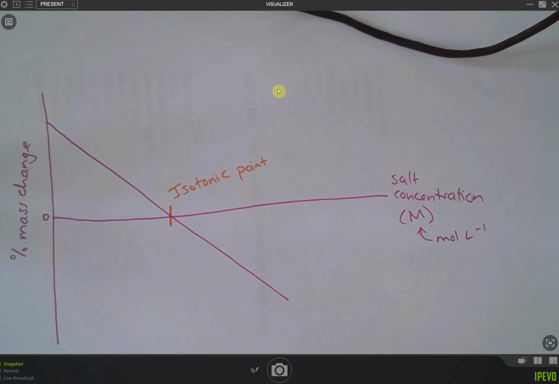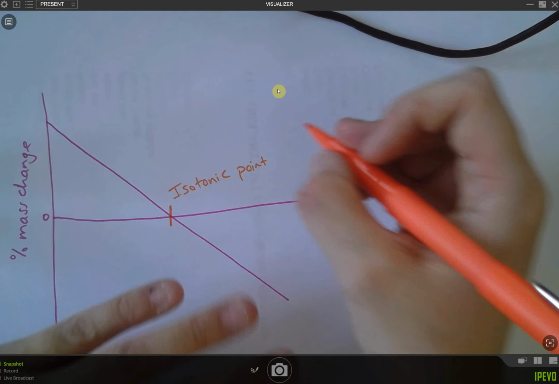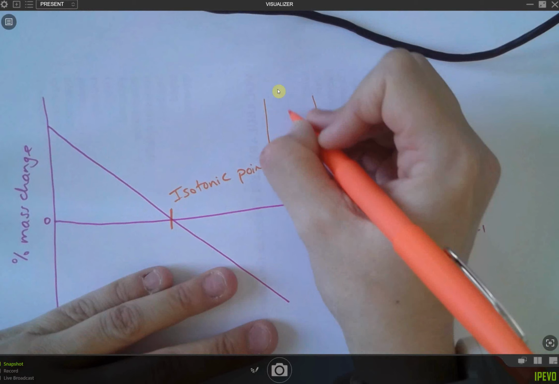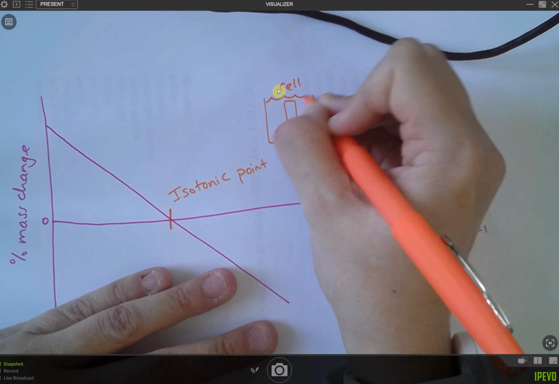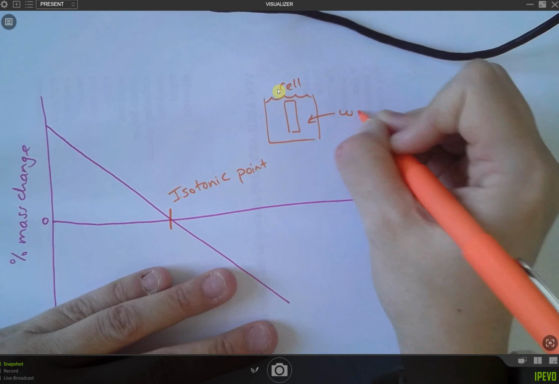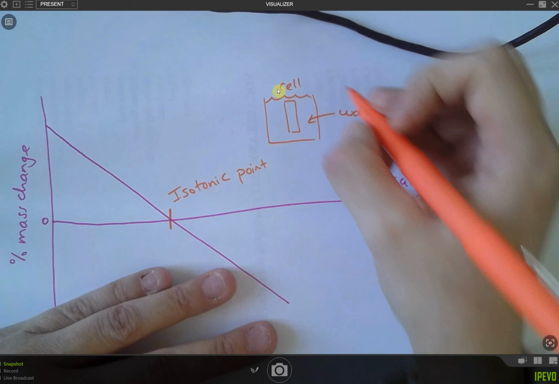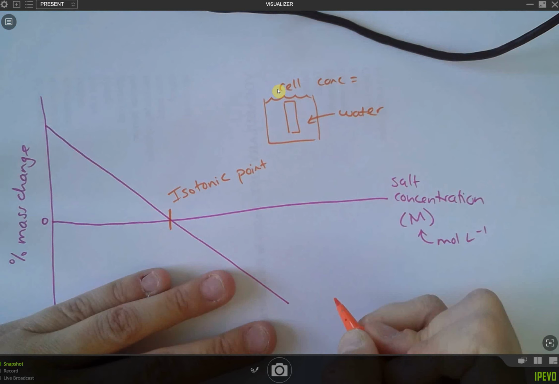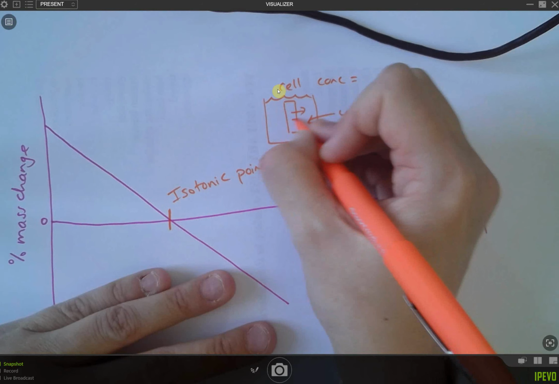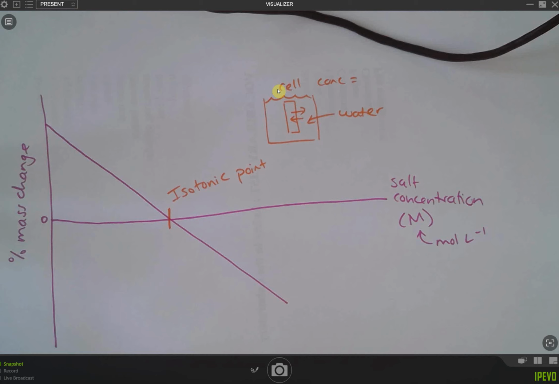All right. Do you guys remember what the isotonic point is? It's when the concentration inside the cell and outside the cell are equal. The concentration is equal to each other. So the water going in and the water going out is going at the same rate. Are we okay with that so far?